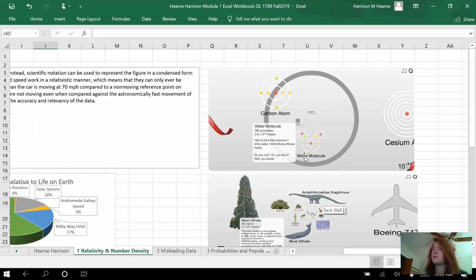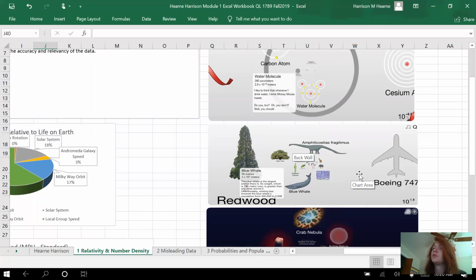The smallest one that I picked out was a water molecule. I picked it because water is incredibly important for life, and I thought it was pretty interesting to see how water related to everything else. As you can see here, a water molecule is 280 picometers across, which is 2.8 times 10 to the negative 10th meters across, which is pretty small.